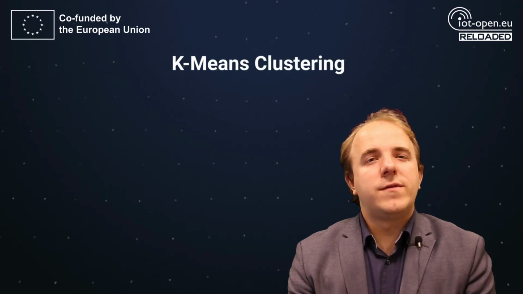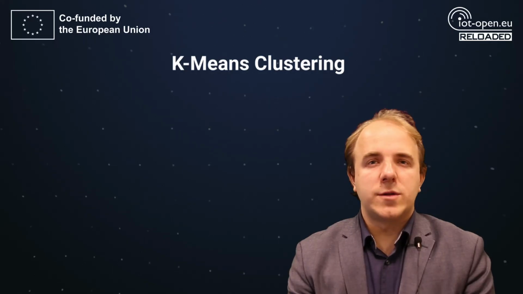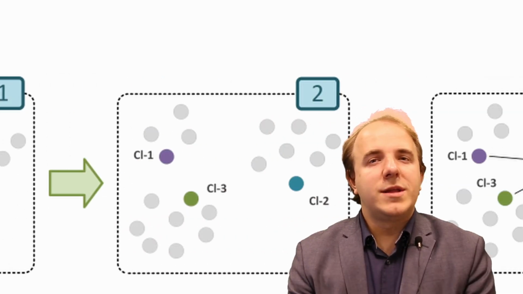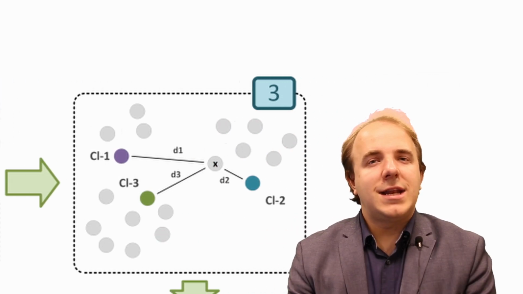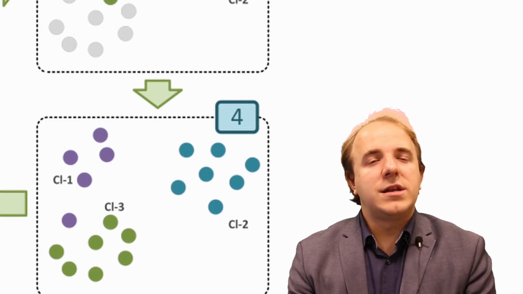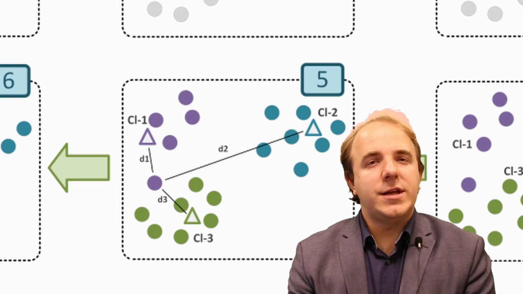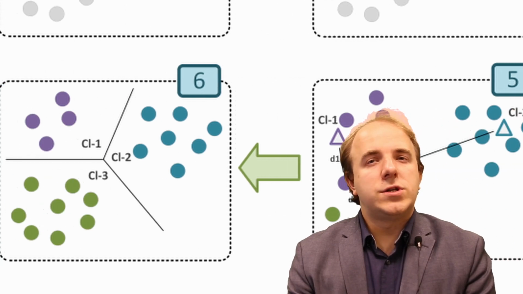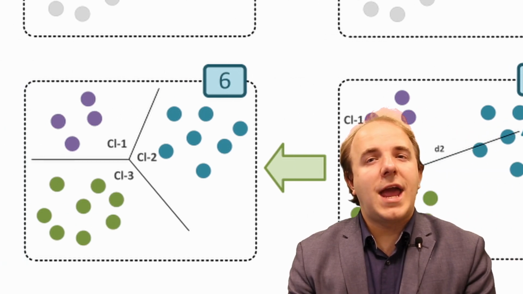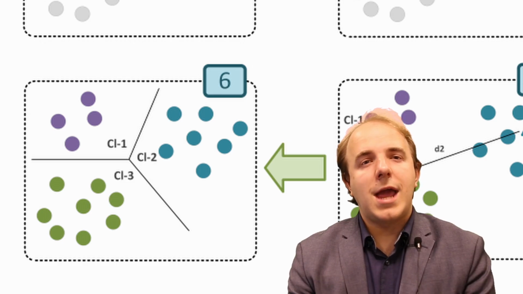K-means is one of the most widely used clustering algorithms. It starts by randomly selecting cluster centers, then iteratively refines them until points are grouped around centroids. The user sets the number of clusters k. But how do we choose k?